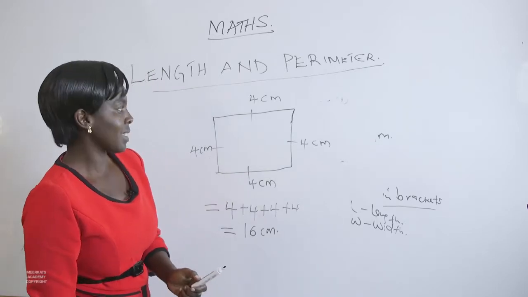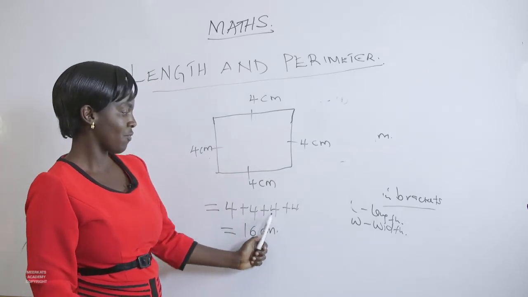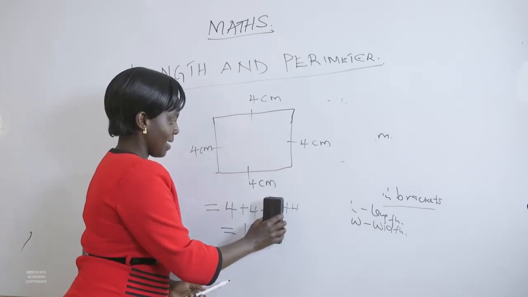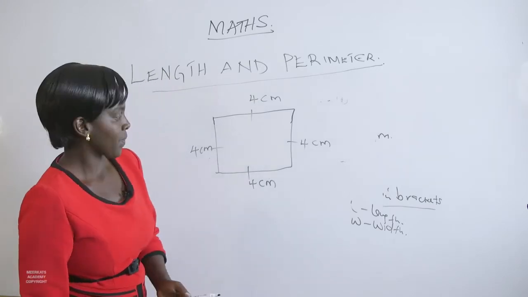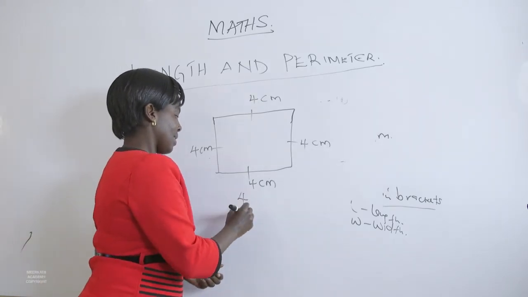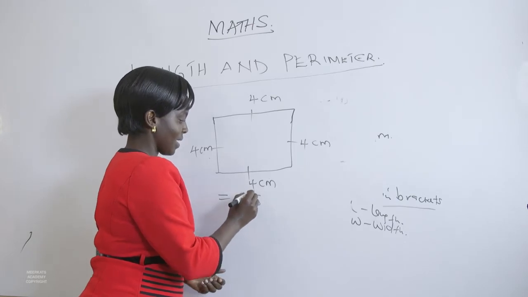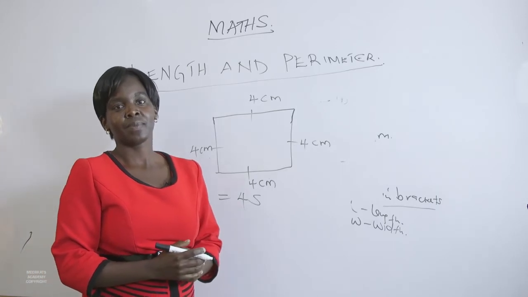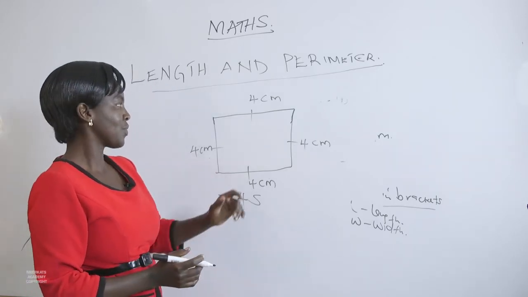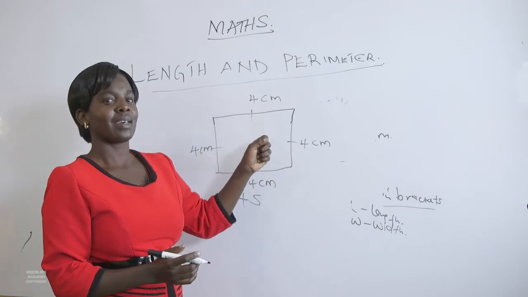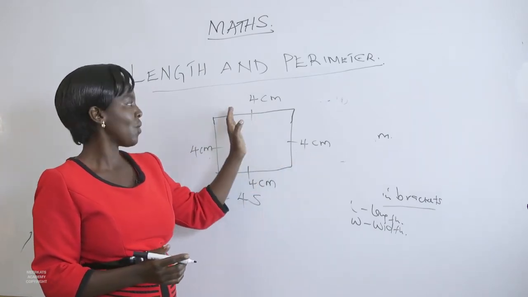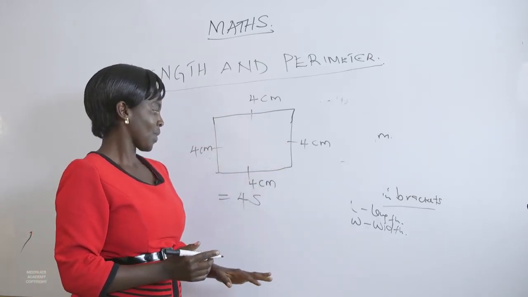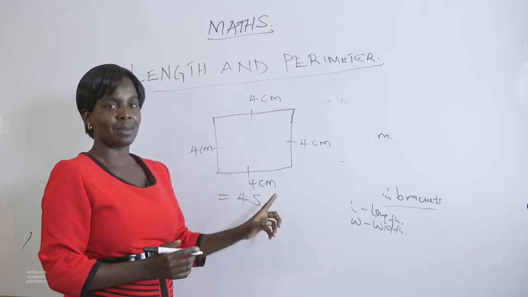But to make our work easy, because you realize that we are repeating 4, 4, 4 all through, we can as well say that the perimeter of a square is 4 times the side. Because you realize that for a square, there is no length or width, because all the sides are equal. Because all the sides are equal, we call it the side. So we can say 4 multiplied by the side.